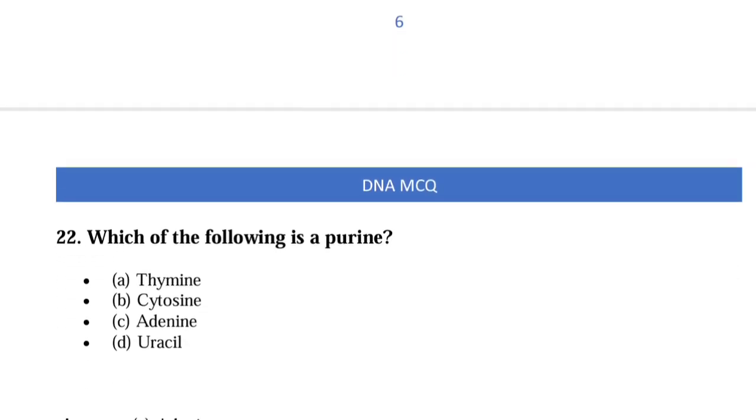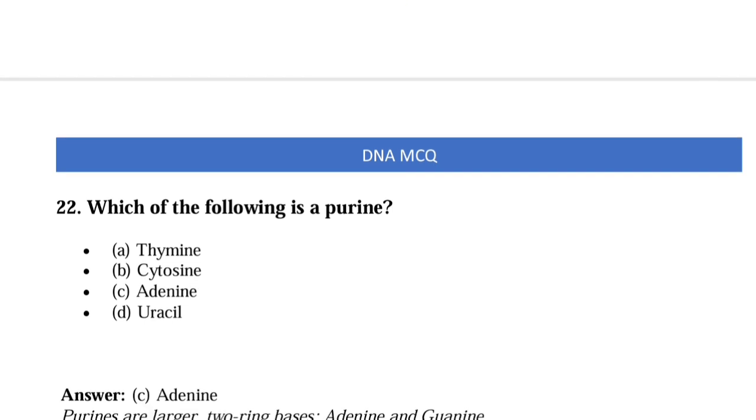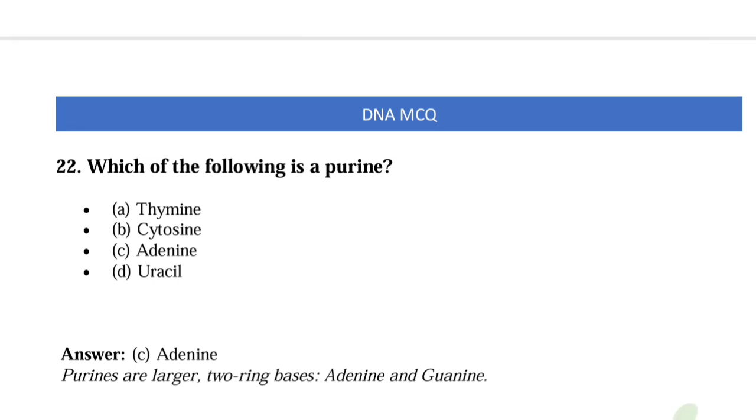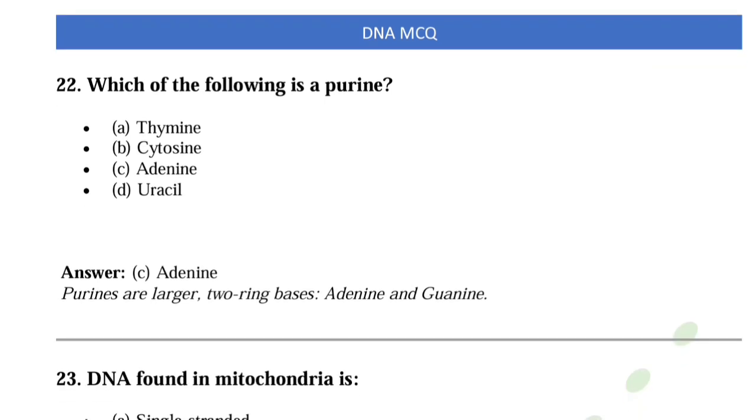Question number 22, which of the following is a purine? So always remember that purines and pyrimidines are the two types of bases. Purine is the shorter name, so its family has only 2 members, and pyrimidine is the longer name, so its family has 3 members. Remember AG for purines, meaning adenine and guanine. And pyrimidines are CUT: cytosine, uracil and thymine. So adenine is a purine. Purines are larger, with 2 ring bases; adenine and guanine are members of the purine family.